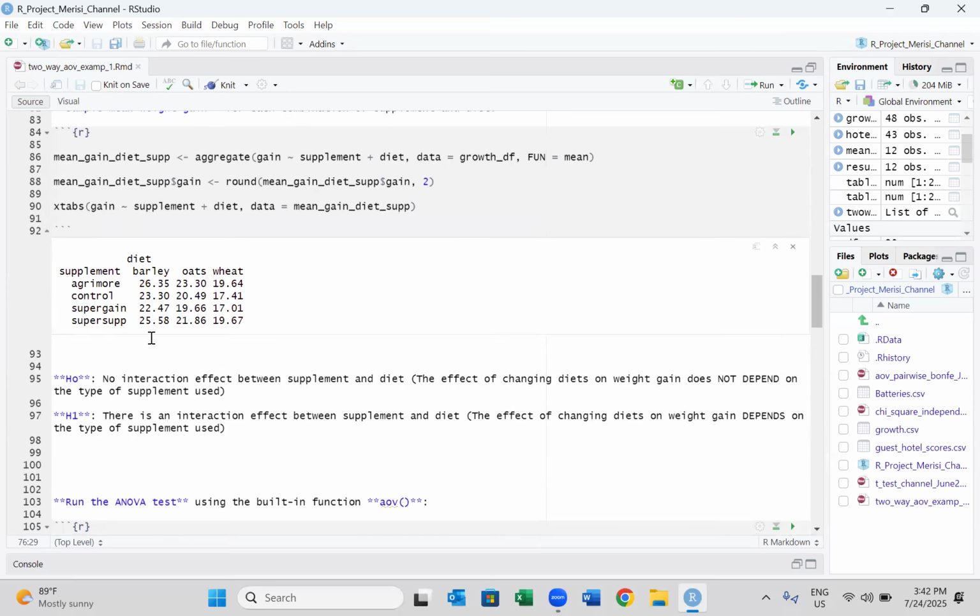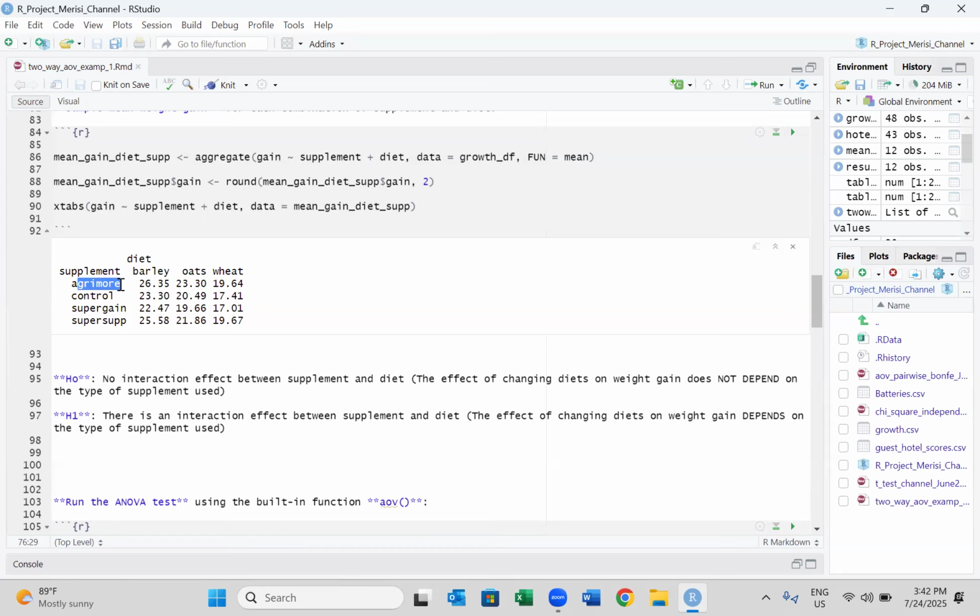And let's take a look at, for example, if we're using Agrimor, when we change diet from barley to oats, what happens? Well, we see a decrease of around 3 units in weight gain, okay? But what happens if you're using Super Sub as a supplement and we change diets from barley to oats? Well, now we see a decrease of around 4 units, okay? Before it was 3 when we used Agrimor, but when we use Super Sub, it's 4 units. All right, so there is a difference there.